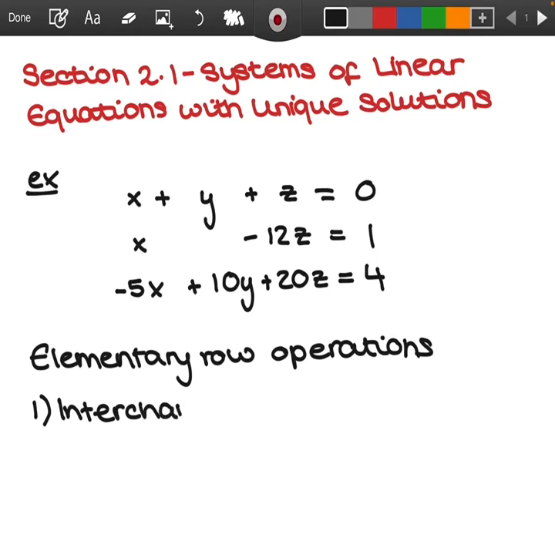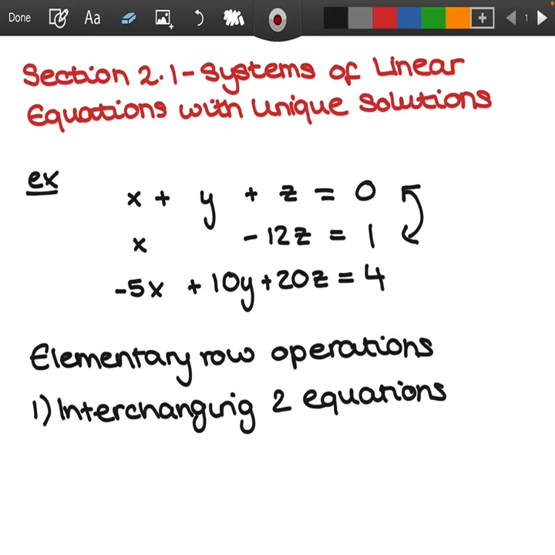The first one is interchanging 2 equations. All that means is swapping them around. So I can literally just say, okay, my second equation is now my first equation, my first equation is now my second equation. Doesn't change the system at all, but it can make it easier to solve down the line. So that's the first thing.